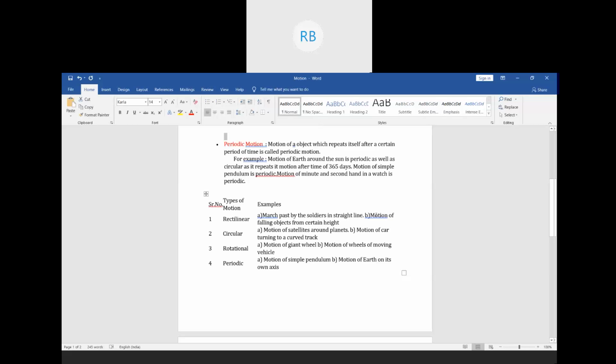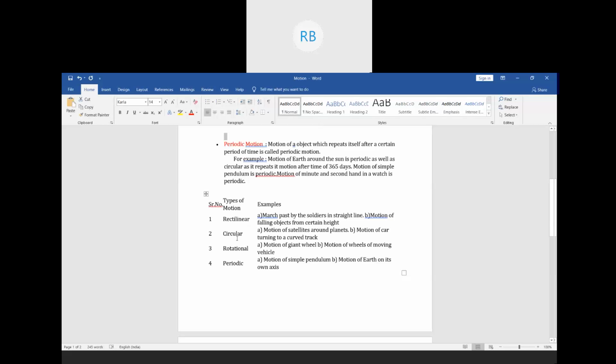Motion of a falling object from a certain height. From a height, if you simply drop a stone, it will go in a straight path. That is rectilinear motion, or linear motion you can conclude. Same thing, huh? Rectilinear and linear are the same. Then circular, a motion of a satellite around the planet.